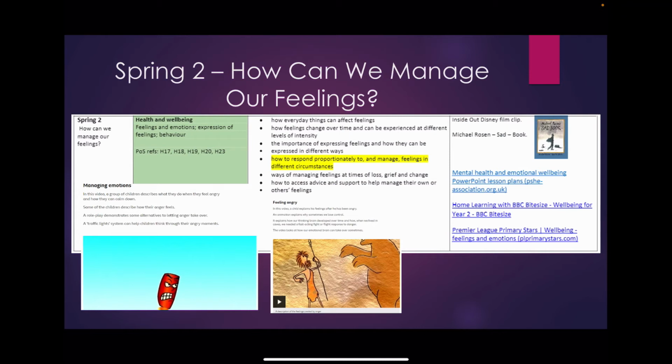We also look at managing feelings at times of loss and grief or change and how to access advice and support in these situations. And some of the resources we might use for this are videos from BBC Bitesize. We have a look at Michael Rosen's Sad Book, and we look at the Disney film clips from Inside Out to help identify our emotions.